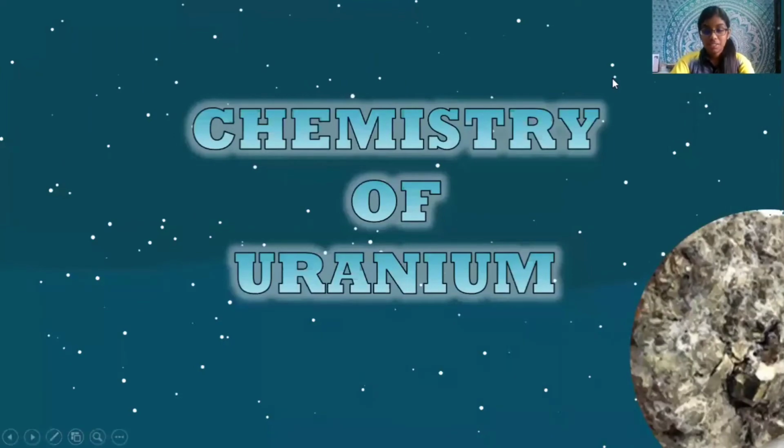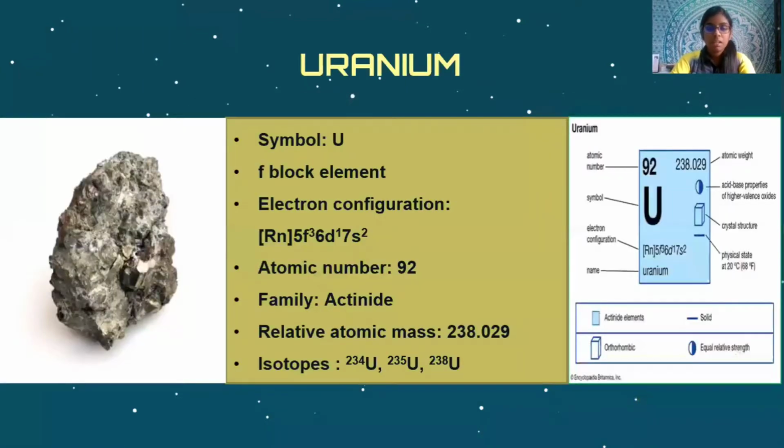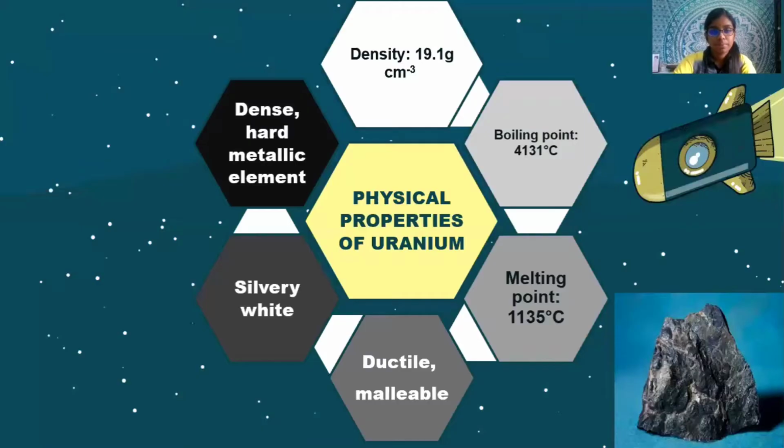Okay, so now we are going to see the chemistry of uranium. Uranium is a radioactive chemical element that has the symbol U and is located in the F block element. It has an electronic configuration of radon 5f3, 6d1, 7s2 and an atomic number of 92. Uranium is from the actinide family and has a relative atomic mass of 238.029. Uranium exists in 3 natural isotopes, namely uranium-234, uranium-235 and uranium-238.